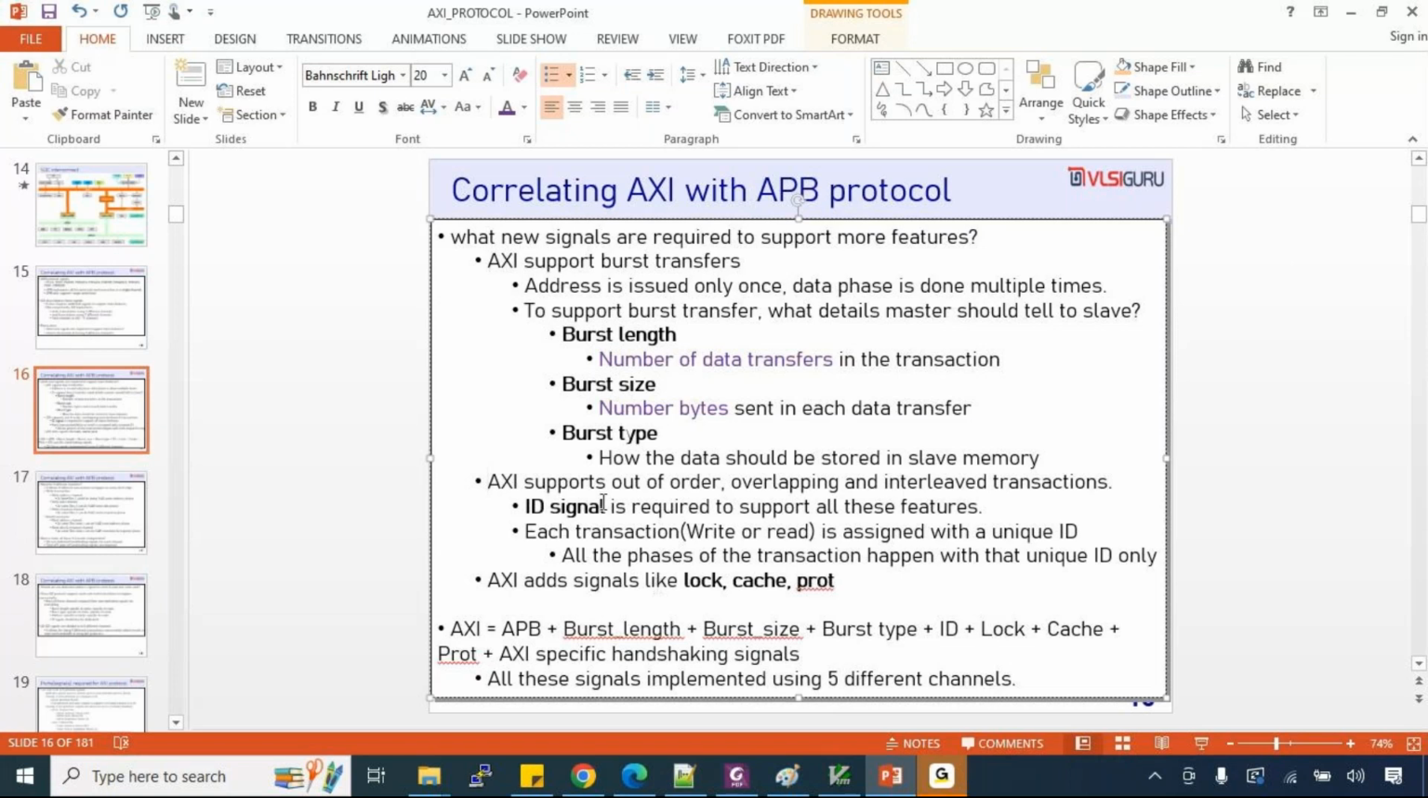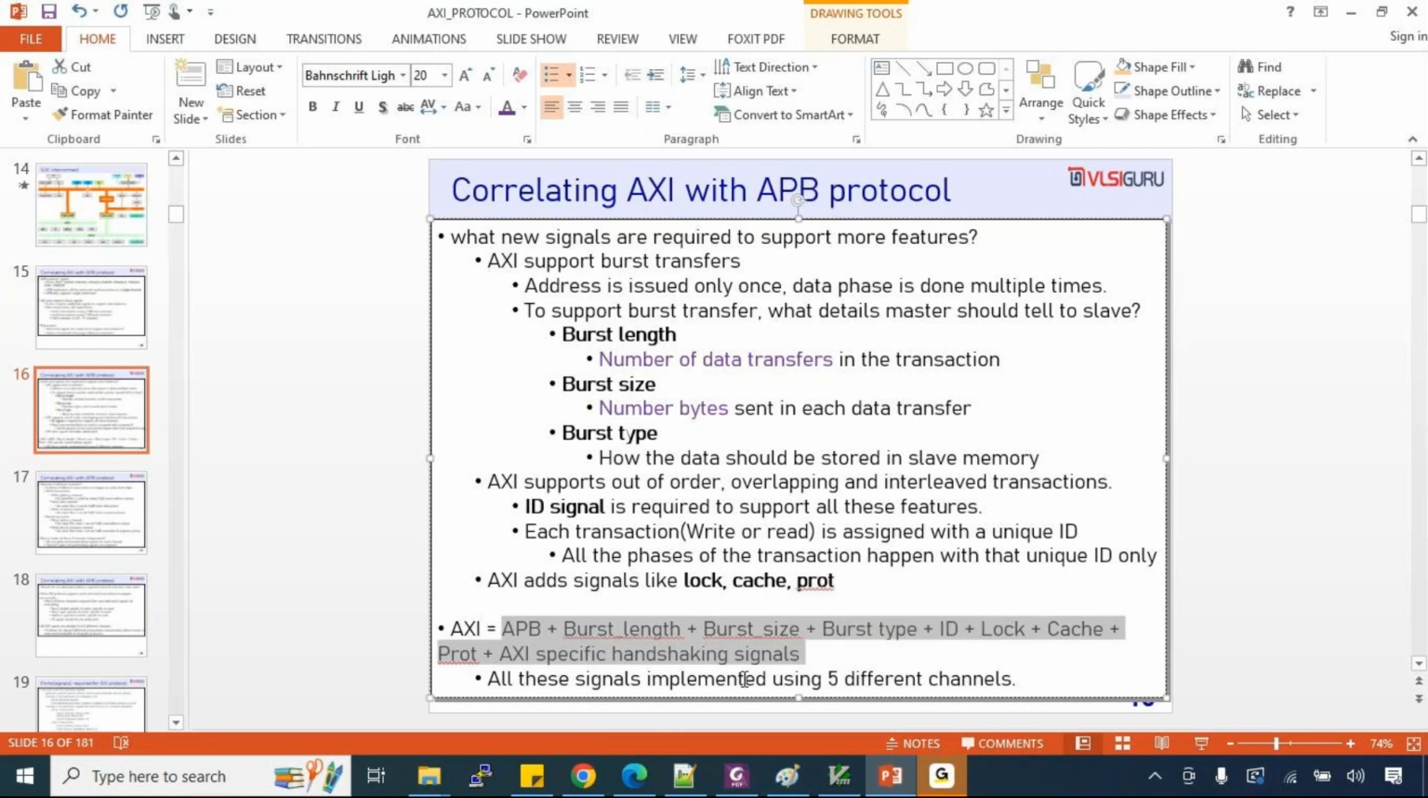So to support that, and other than that, AXI adds signals called lock, cache, and protection. To support lock transfers, exclusive transactions, it adds the lock signal. To support cacheable and bufferable transactions, it uses cache. To support protected and secured transactions, it uses prot. So for different features, they add different signals. In summary, AXI is nothing but APB plus the new signals that got added.